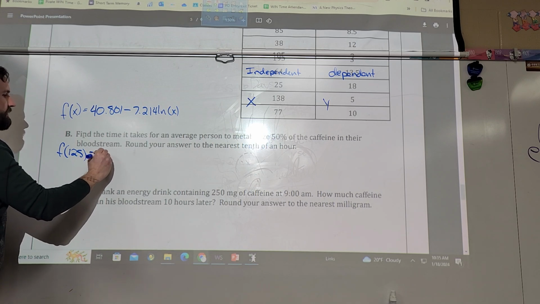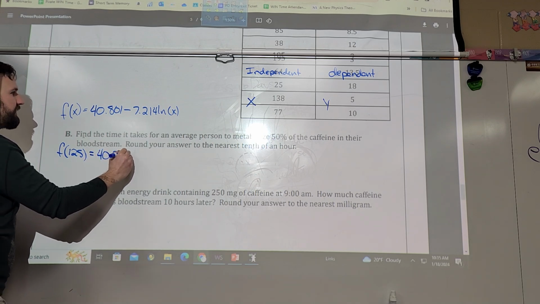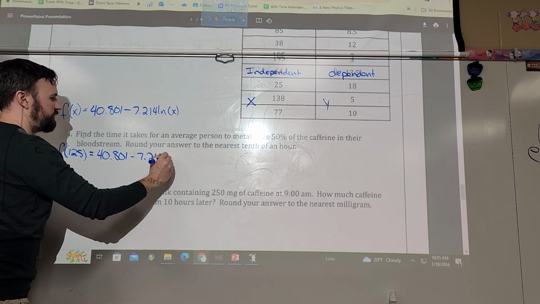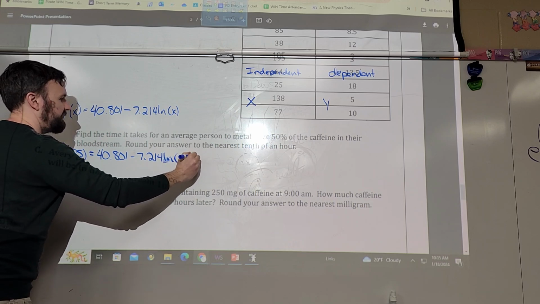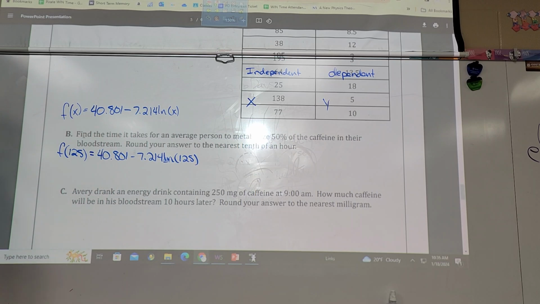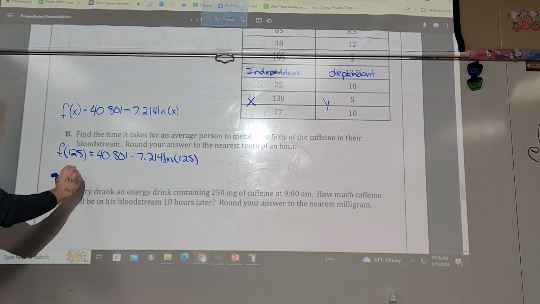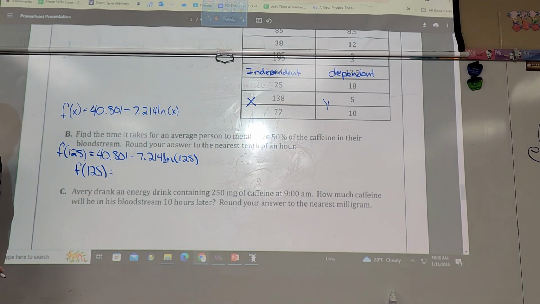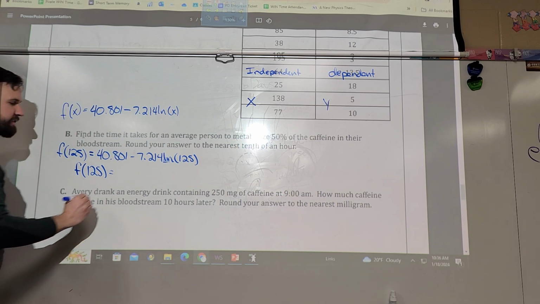All right. So again, label your stuff. It makes life easier. Label, stop and think sometimes. Okay. I'm not plugging in time on this one. I'm plugging in my caffeine levels, because what do I want? I want time, and time was my Y. I got f of 125 is 5.969 hours.